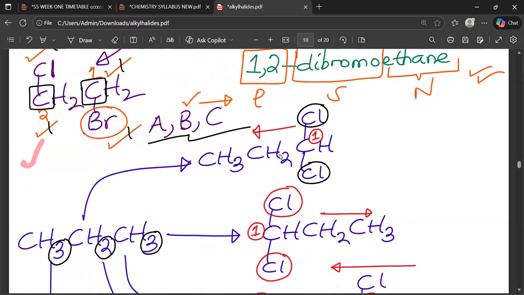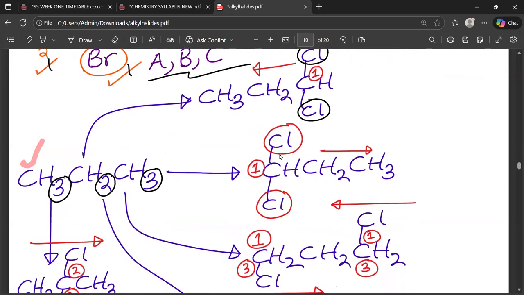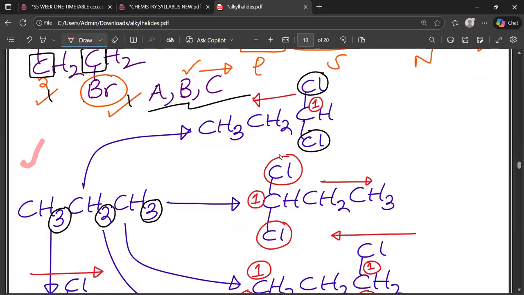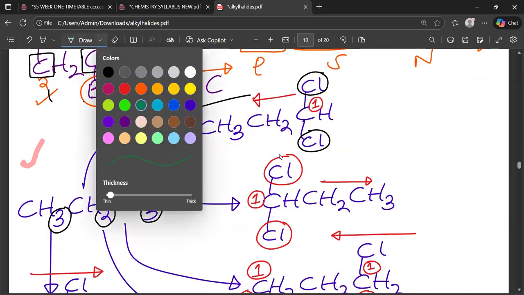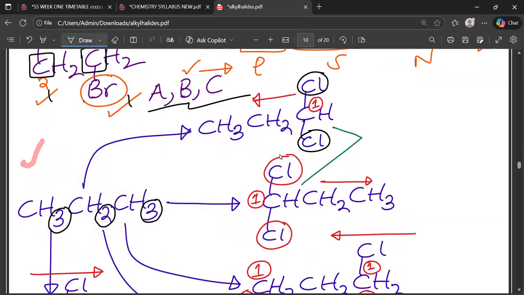So the first one, it is 1 and 1. Even the second one is 1 and 1. So these two are the same. Even when the two are on the first and last carbons, because of the rules of nomenclature, they are the same. So you're supposed to say 1, 1, dichloro. You're not supposed to forget the dichloro.